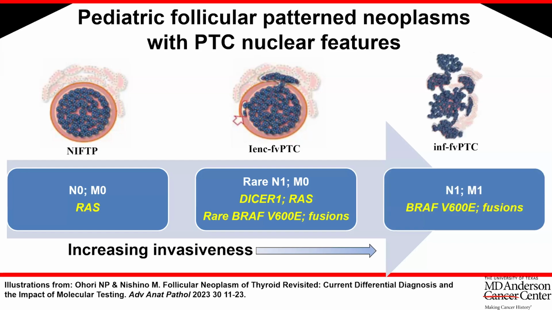And then we have the infiltrative follicular variant papillary thyroid carcinoma, where you're more likely to see the lymph node disease as well as the distant metastasis. And this is the classic molecular pattern of being fusion-driven followed by BRAF V600E.